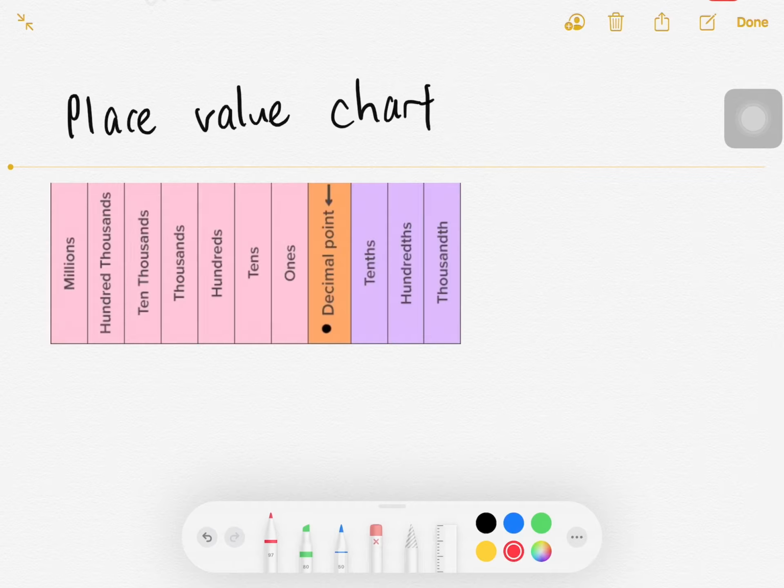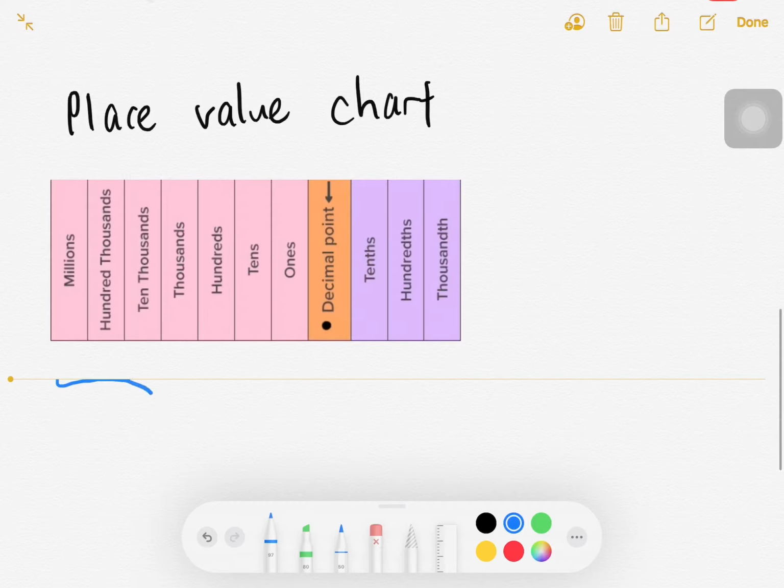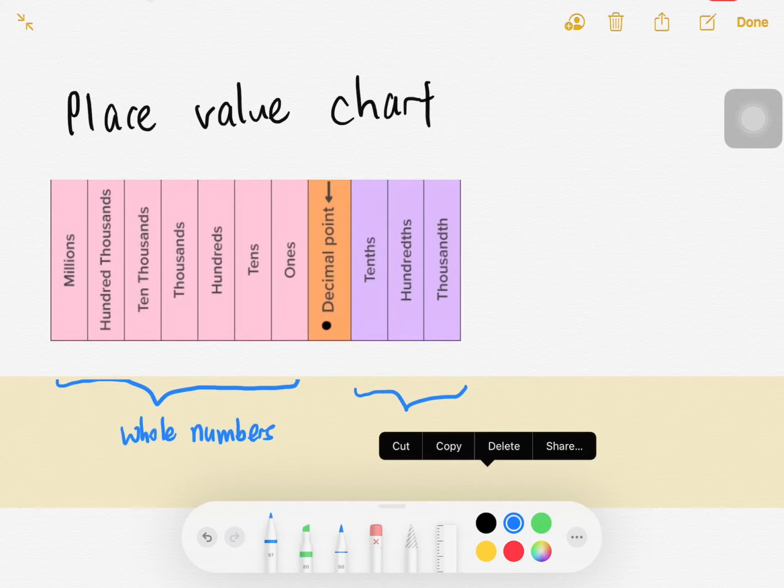For the place value chart, these are all the place values that you have learned so far. I believe for the pink portion, there shouldn't be any problem. This one is your whole numbers. So let us look at what happens after the decimal point, which is the purple portion. We have the tenths, hundredths and thousandths.